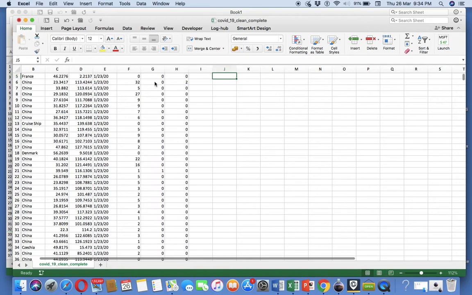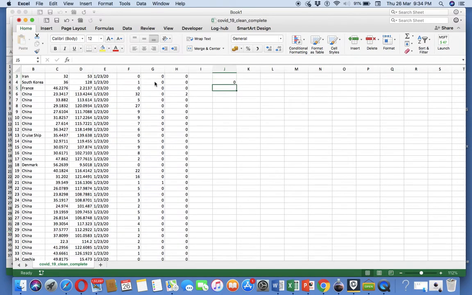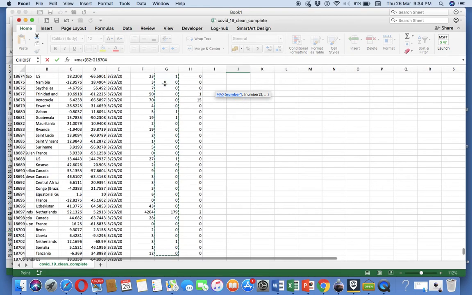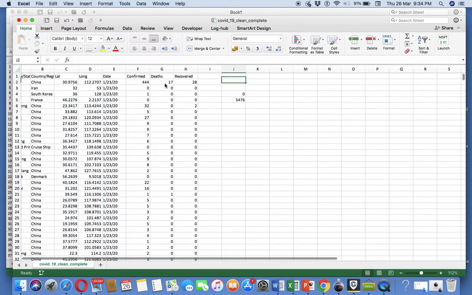And I've got the minimum is 0. And I will also get a maximum of the same column. I've got a maximum on a day. The deaths went up to as high as 5,000.